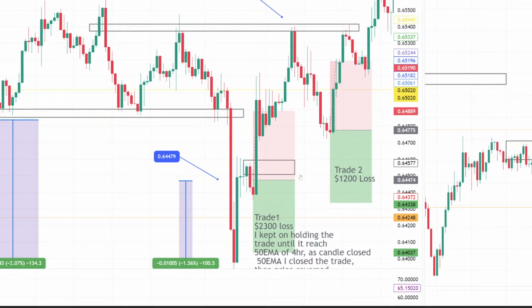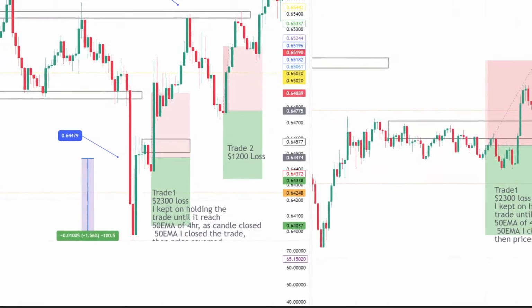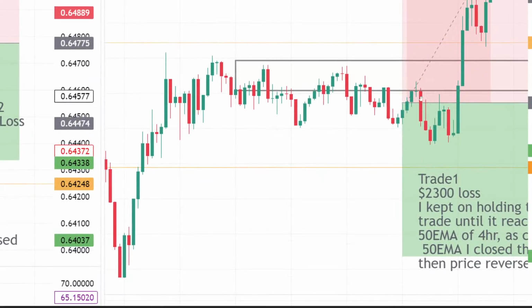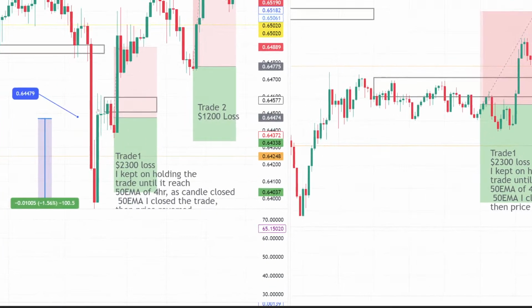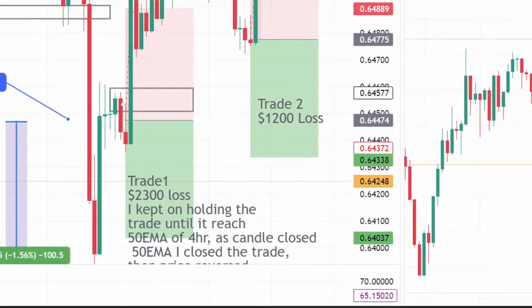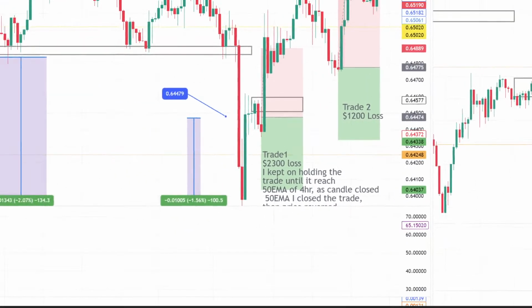I was making profit in this area. If you look into this area, what happened was I was actually making profits in this same area. Look into this area, this is where I was making profits.